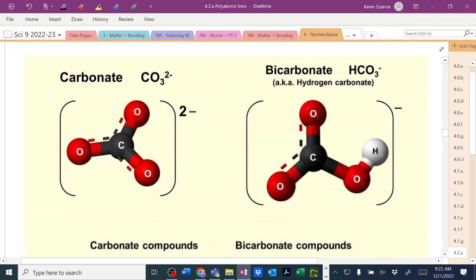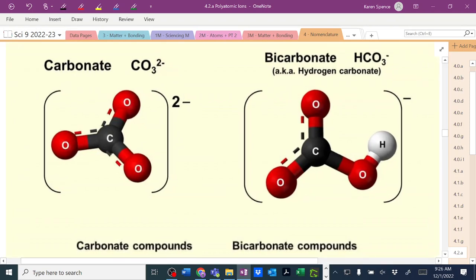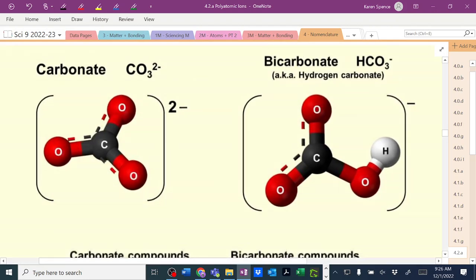All right. So here we have two other polyatomic ions. We have carbonate and bicarbonate. What is the difference between those two substances? This one has an extra H, right? It's got an extra H.